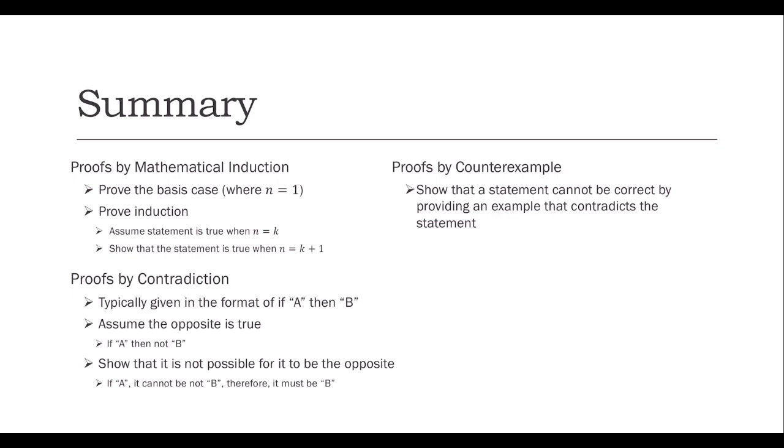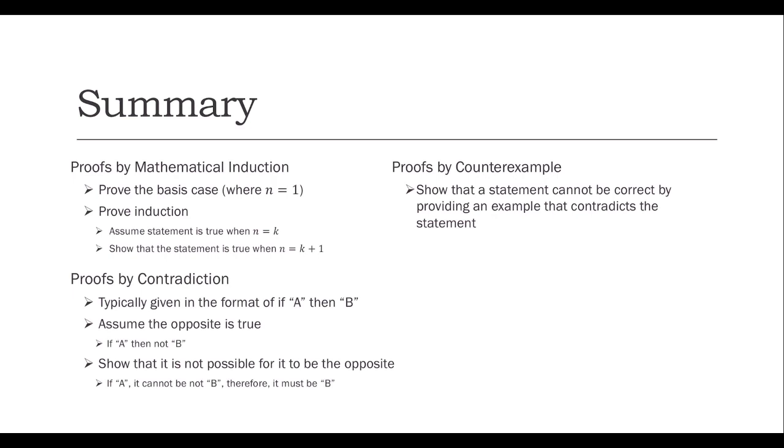For a proof by contradiction, it's typically given in the format of if A, then B. So we assume that the opposite is true. So we assume if A is true, then not B. Or starting with not B, proving that A is not true. And then we show that it's not possible for it to be the opposite. So if A, it cannot be not B. Therefore, it must be B.